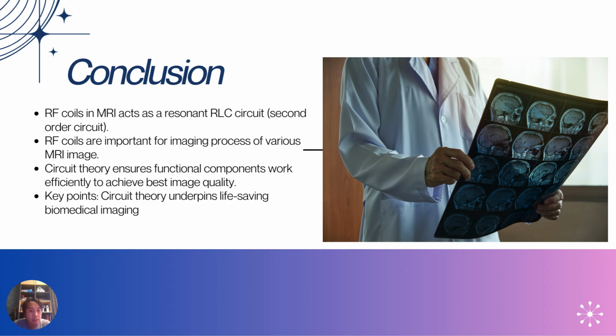In conclusion, radio frequency coils in MRI act as a resonant circuit, an RLC circuit, which is a second order circuit, in order to match the Larmor frequency. Tuning and detuning is important for the imaging process of various MRI images. The circuitry ensures functional components work efficiently to achieve the best image quality. It will also help in biomedical imaging in life-saving scenarios.